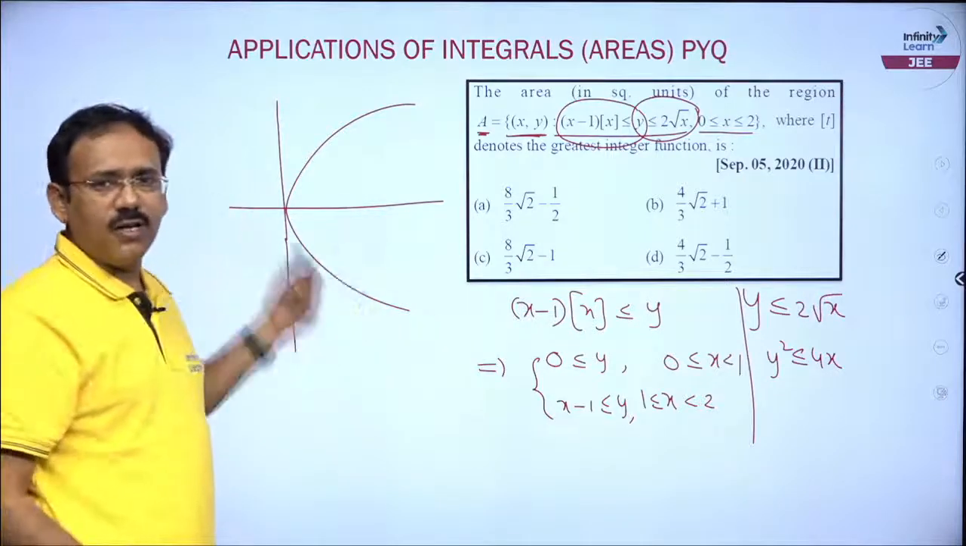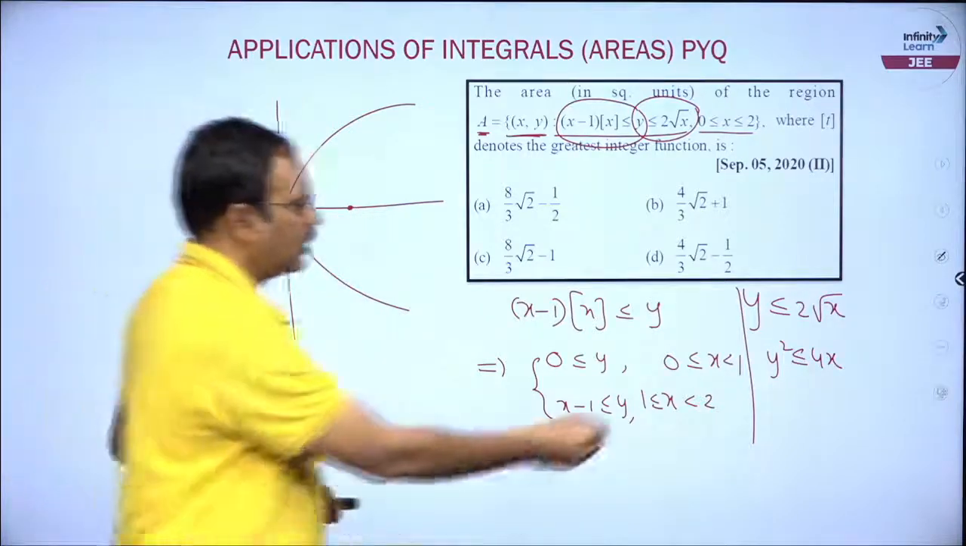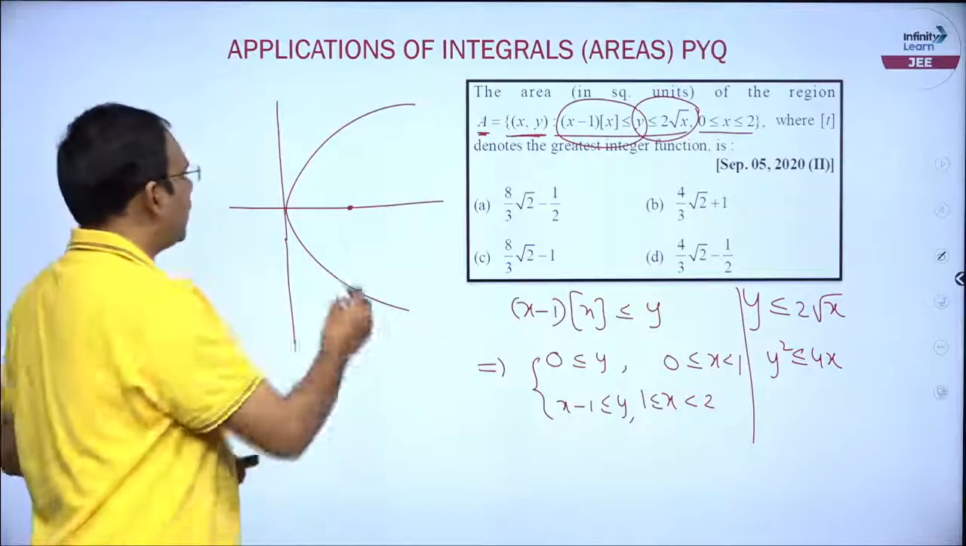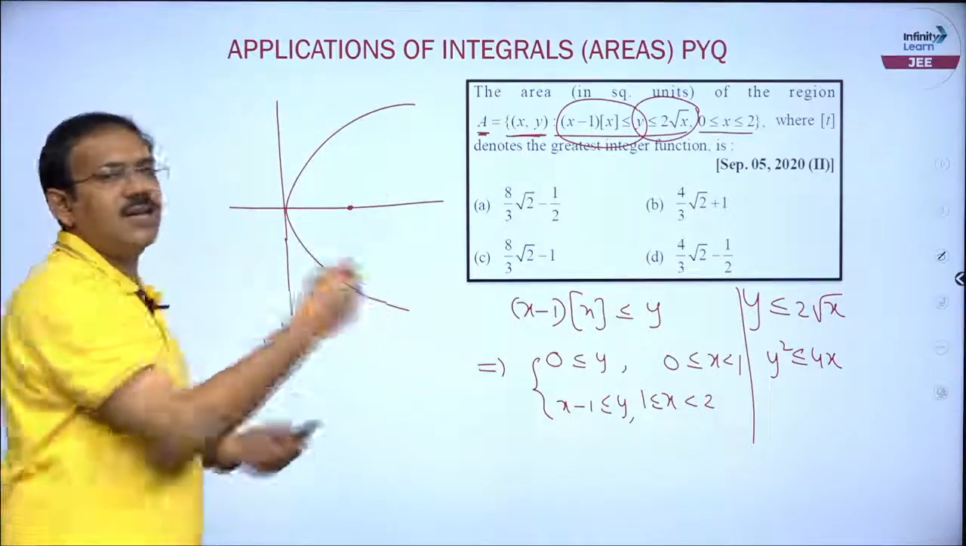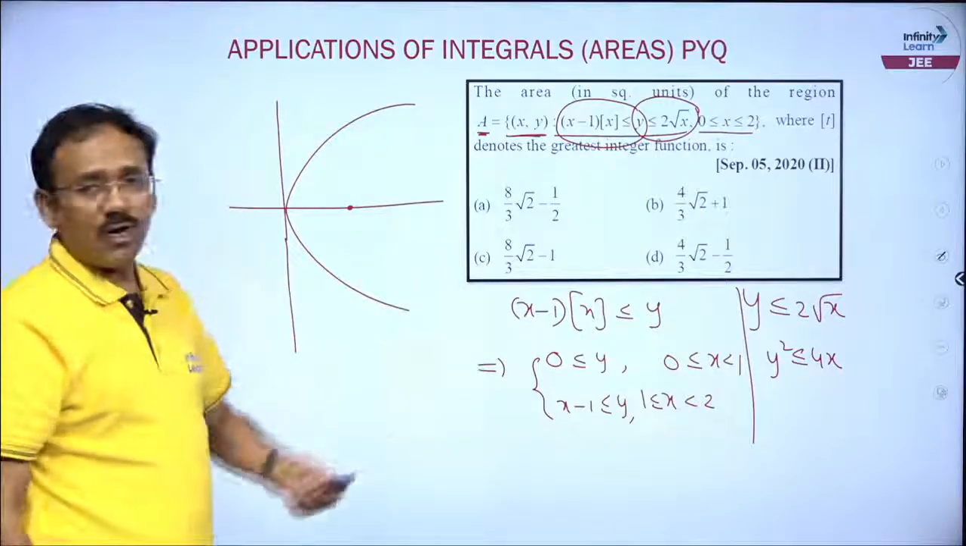Interior or outside, you can take a testing point. You see this is (1, 0), substitute here: 0 less than or equal to 4, correct. That means he is taking the region interior of the parabola, clear. This is done. Try to draw the second one.